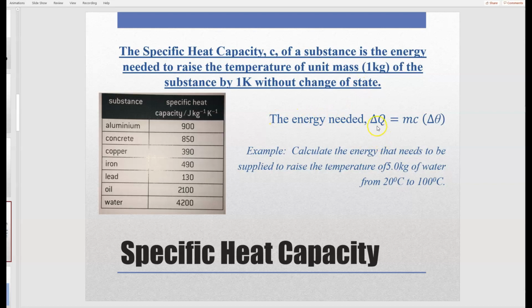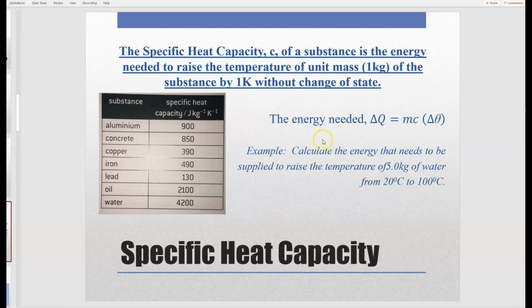Now, the equation is delta Q equals mc delta theta. We use Q for energy instead of E to distinguish it from work done. So this Q is thermal energy, it's always called Q. And the delta means change. So change in thermal energy is equal to the mass of the substance you have times its specific heat capacity times the change in temperature. Delta theta is the change in temperature. Because it's a change in temperature, it doesn't matter if it's in degrees Celsius or Kelvin, but if you want to practice using Kelvin, then this is a good opportunity.